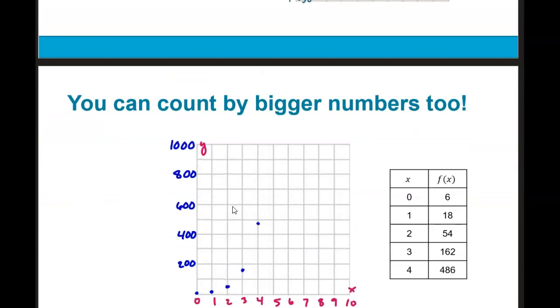And here's just a note that you can count by bigger numbers as well. You see on this graph we're counting by hundreds: 100, 200, 300, 400. And this can be really handy when you're graphing geometric equations because those numbers can get really big really quickly.